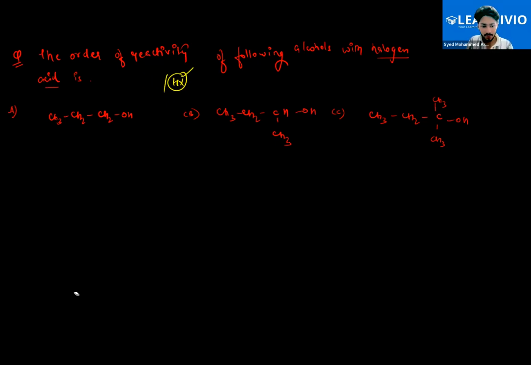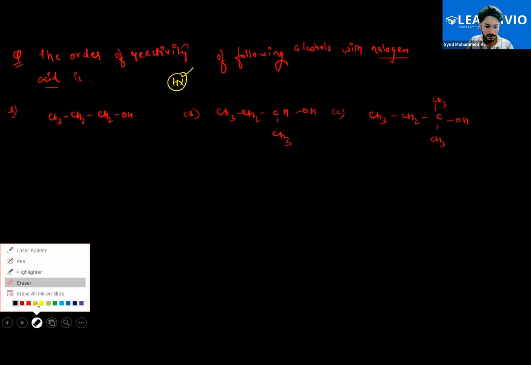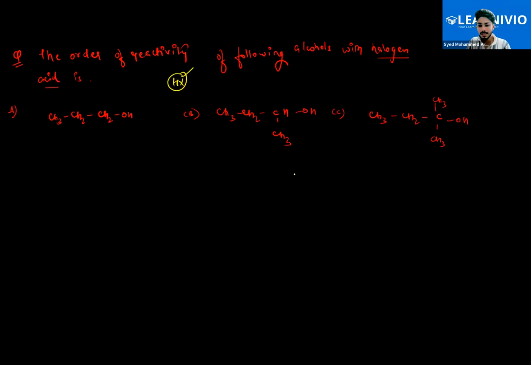If I react these compounds with the halogen acid, what is the order of reactivity? Which reaction will be faster? If I react this halogen acid with C, B, or A, which will be faster? Can you tell me?